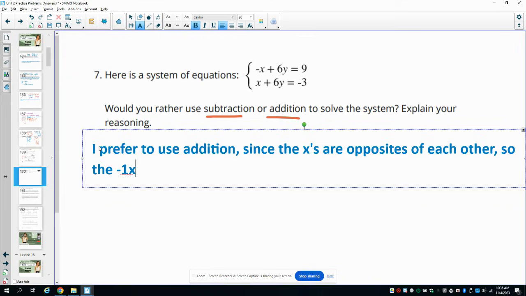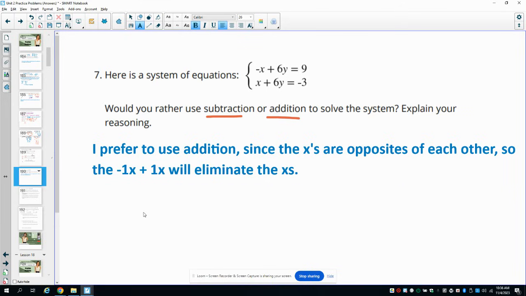So negative 1x plus 1x will eliminate the x's. And I just prefer that because I think addition is easier than subtraction. That doesn't have to be your reality. So if you like subtraction better, you can certainly choose that one.